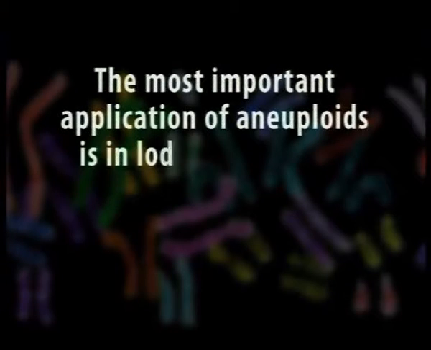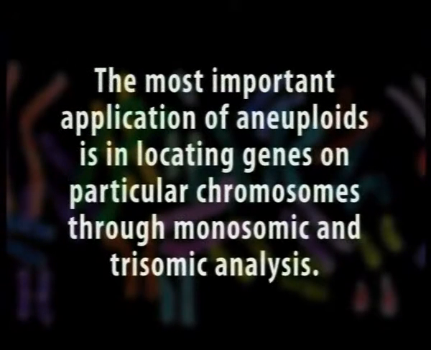The most important application of aneuploidy is locating genes on chromosomes by using monosomics and trisomics. The most important technique which is used for this purpose, we call monosomic or trisomic analysis, for locating genes on specific chromosomes. Before the advent of molecular technologies or recombinant DNA technology, earlier the breeders or cytogeneticists were using this monosomic and trisomic analysis basically for identification of genes on chromosomes.